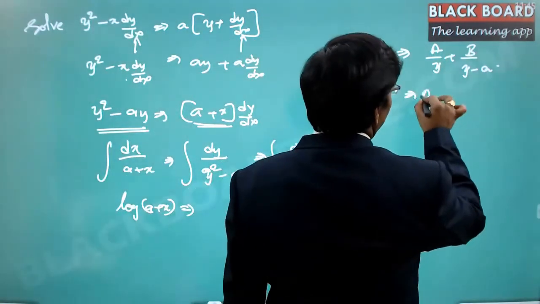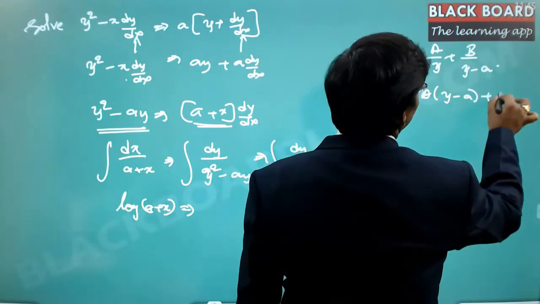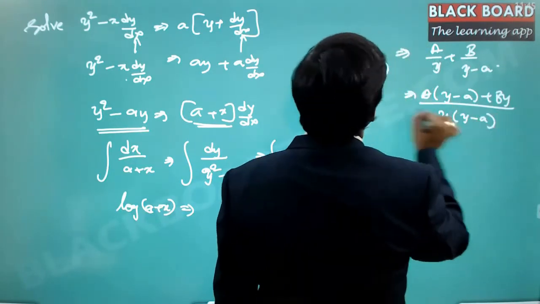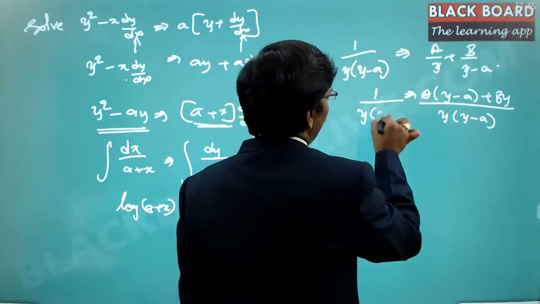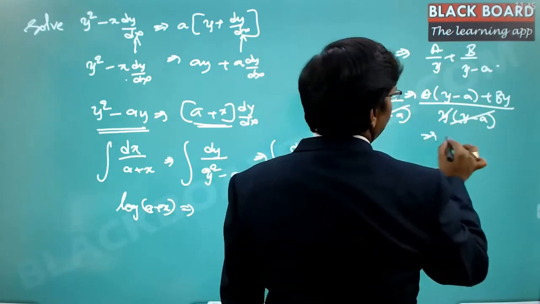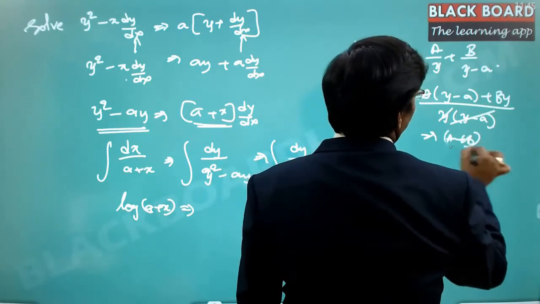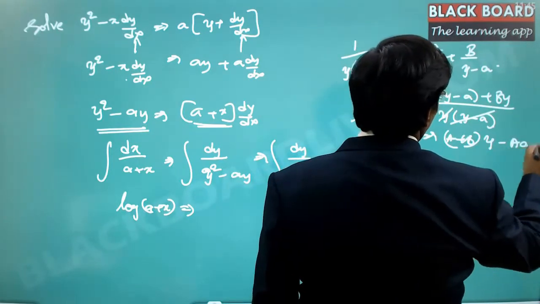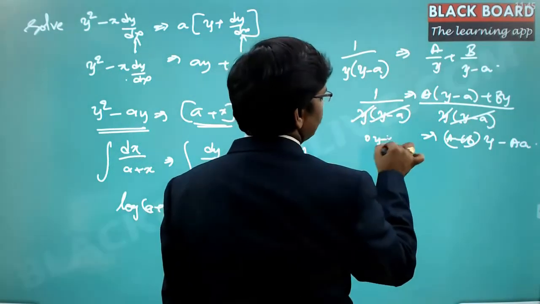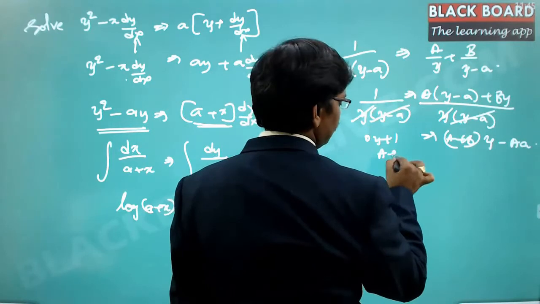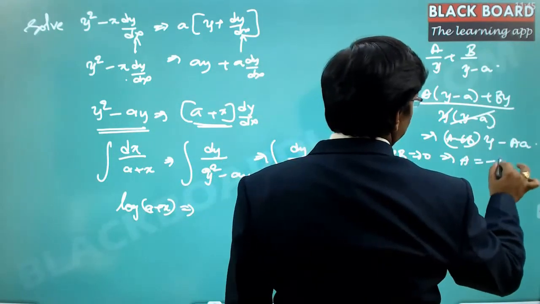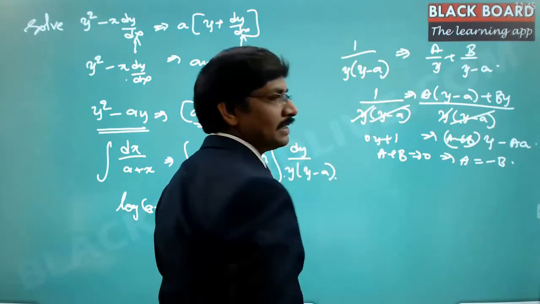That is A into y minus a plus B into y divided by y into y minus a. And this value is 1 by y into y minus a. So these denominators will cancel out, and then (A plus B) times y minus A into a. Right? So this is equal to 0 into y plus 1, which essentially means that A plus B is equal to 0. It implies A is equal to minus B.